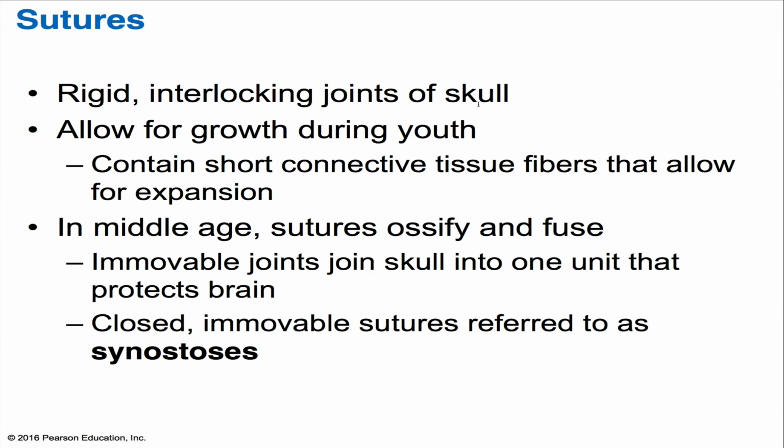What ends up happening is you have very rigid splices that knit the bones together. But at the same time, it does give the skull the ability to expand during youth. After youth, during middle age, those fibrous tissues ossify, and the skull bones completely fuse together into a single unit. At this stage, when the sutures are closed and ossified, the term we use to describe them is synostoses.